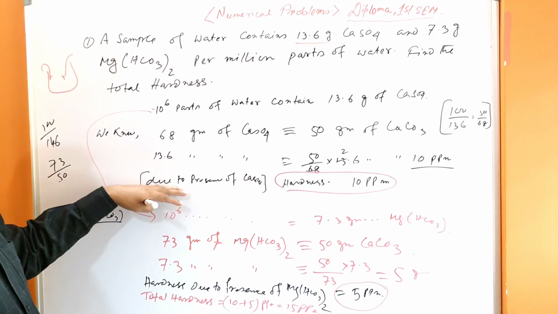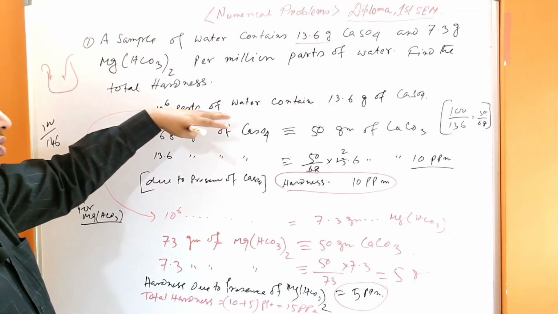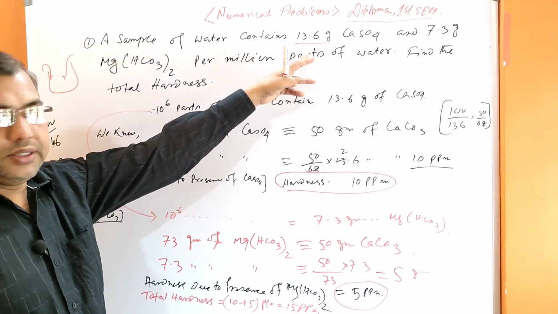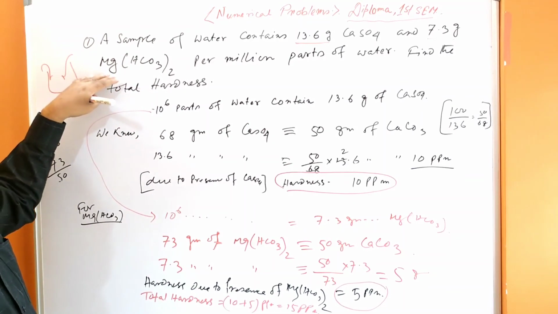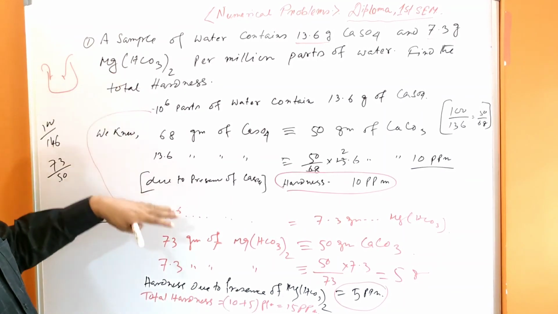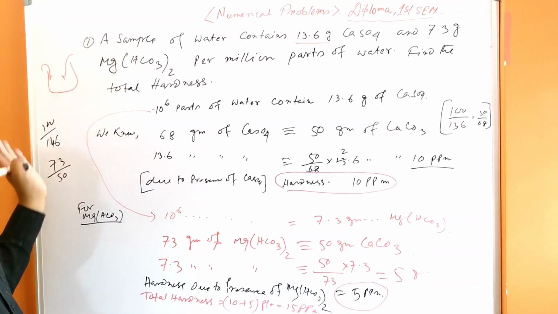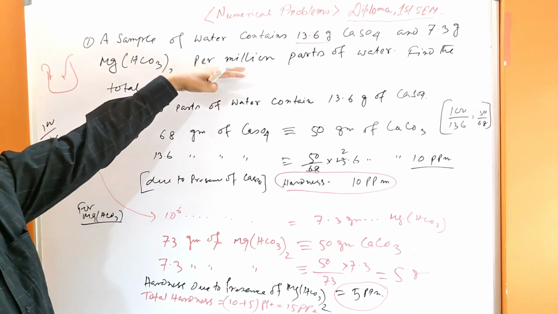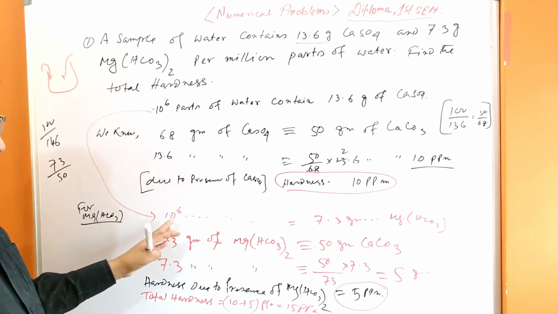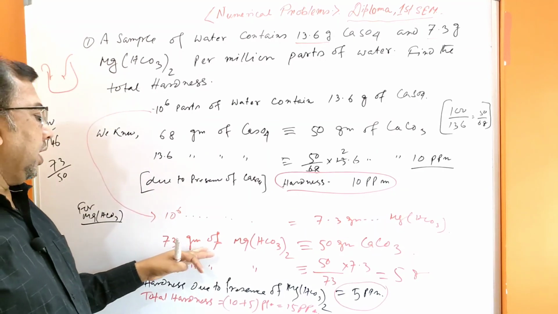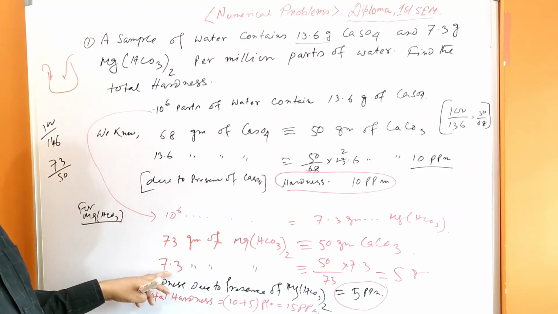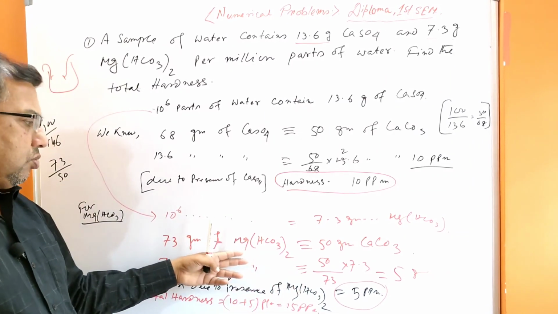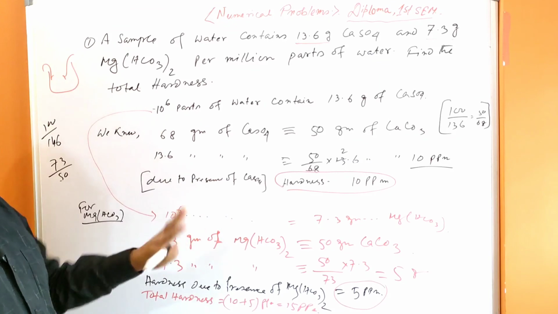What do you know? 10 to the 6 parts of water contain this. The hardness is given, and 10 to the 6 parts contain 7.3 gram magnesium bicarbonate. So in both cases, you have to use the conversion factor. What I use in the table. Okay, so 73 gram of magnesium bicarbonate equals 50 gram of calcium carbonate, and 7.3 gram will be how much? These are the two important lines, nothing else.